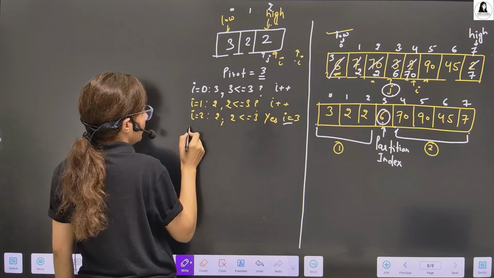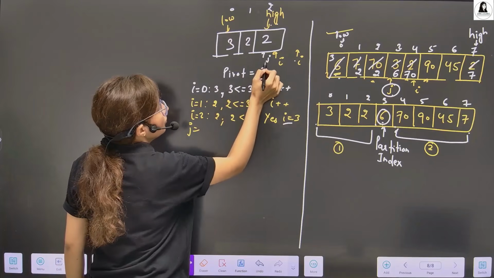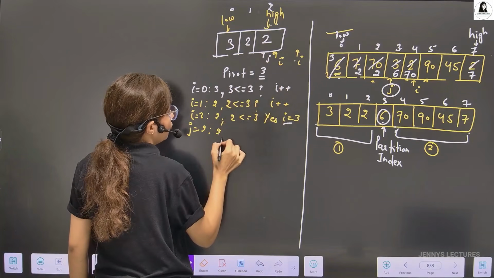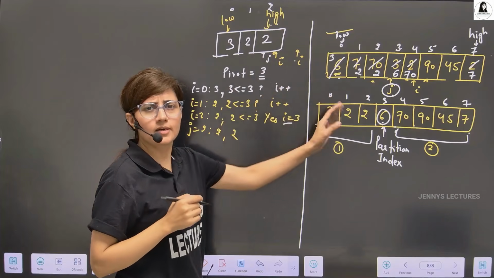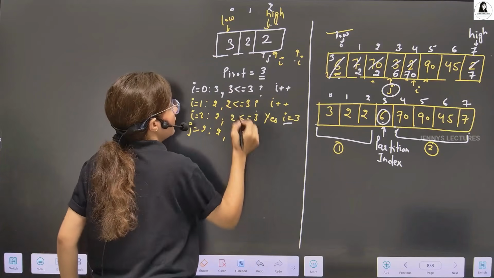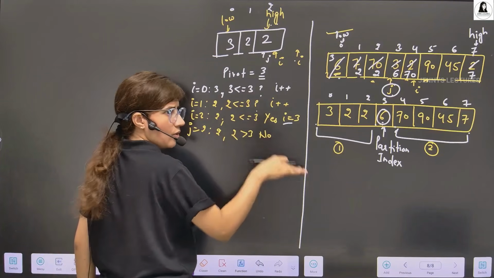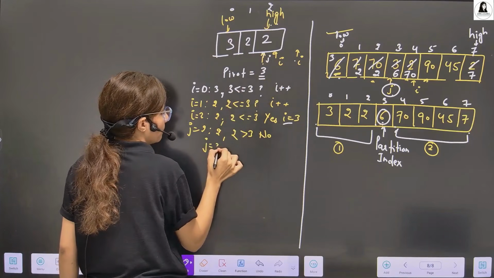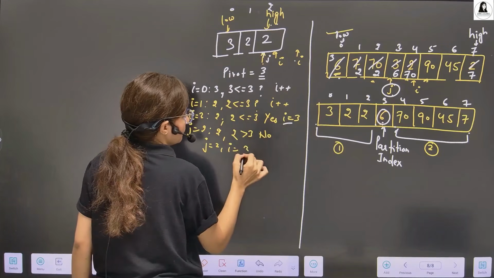We don't compare. Now check for J. J is right now at index 2, where we have element 2. We check if the element is greater, then we move to this side. So is 2 greater than 3? No. So stop there. J is here. So J is now 2 and I is 3.